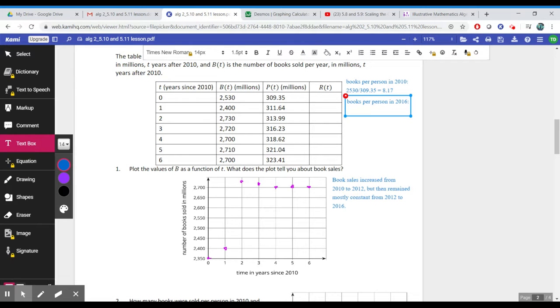So there were 2,700 books sold. Really, that's 2.7 or 2,700,000. But since our data is given to us in millions, I'm just going to keep it in that form. And we're going to divide that by the population, which was 323.41 million.